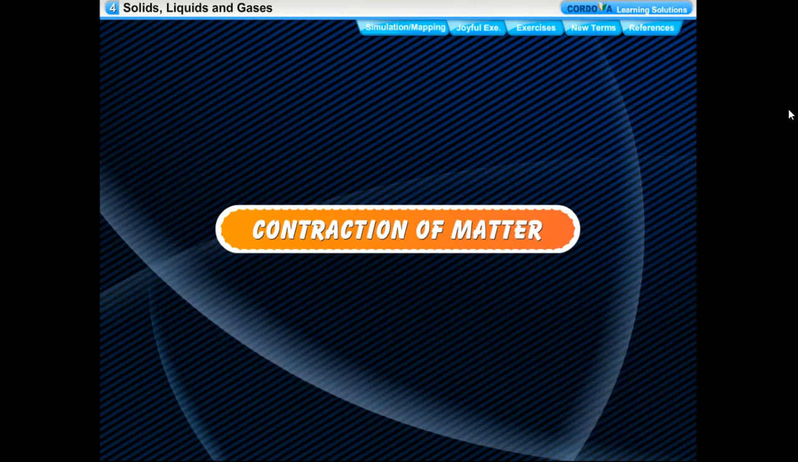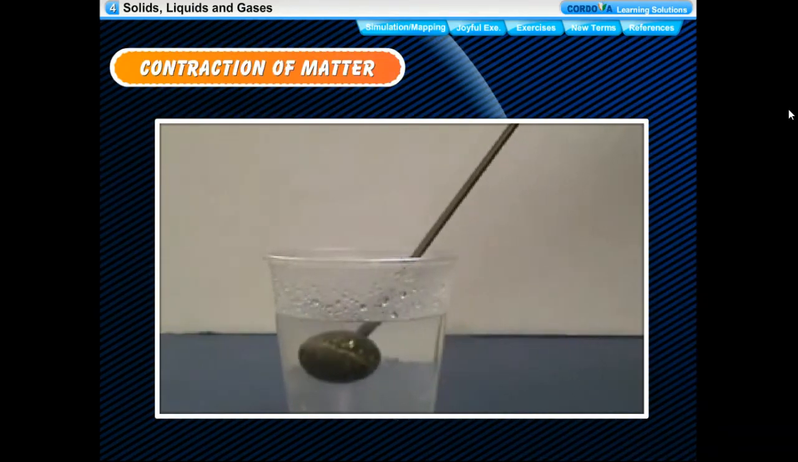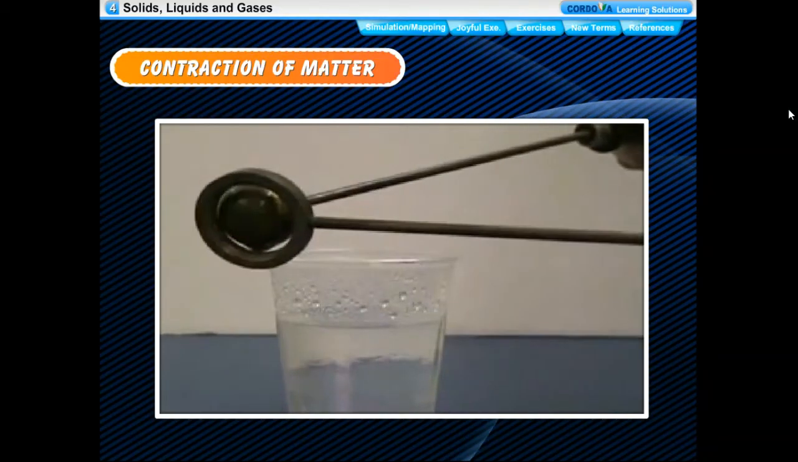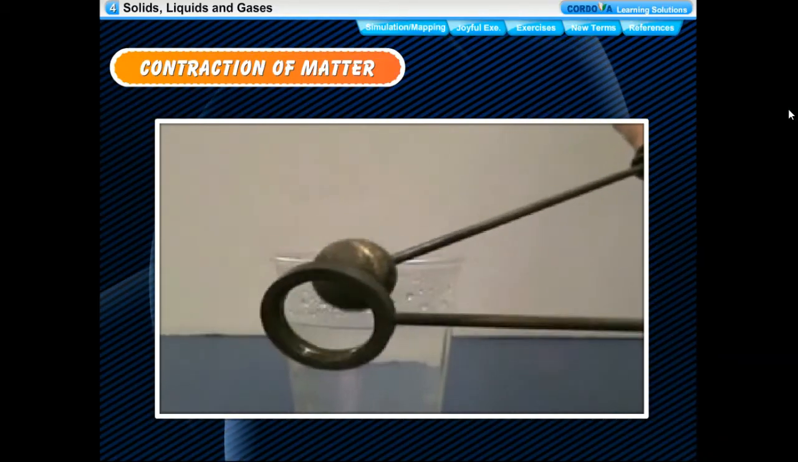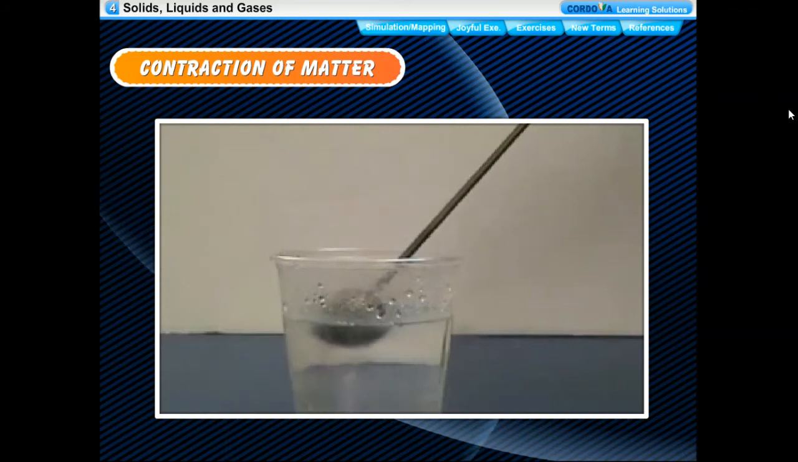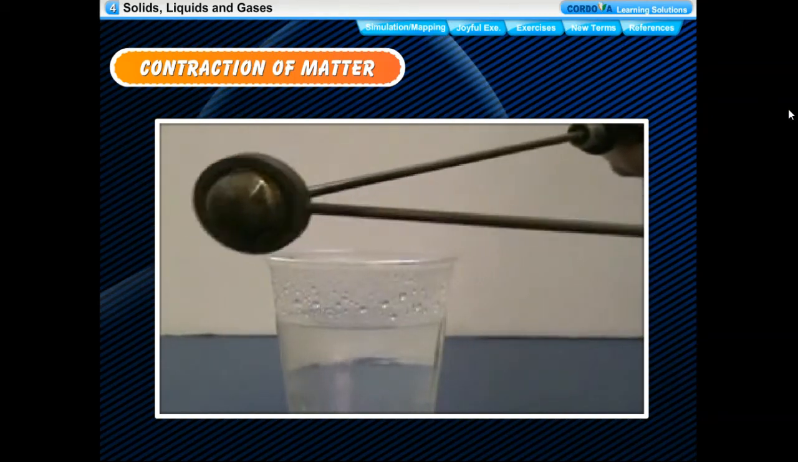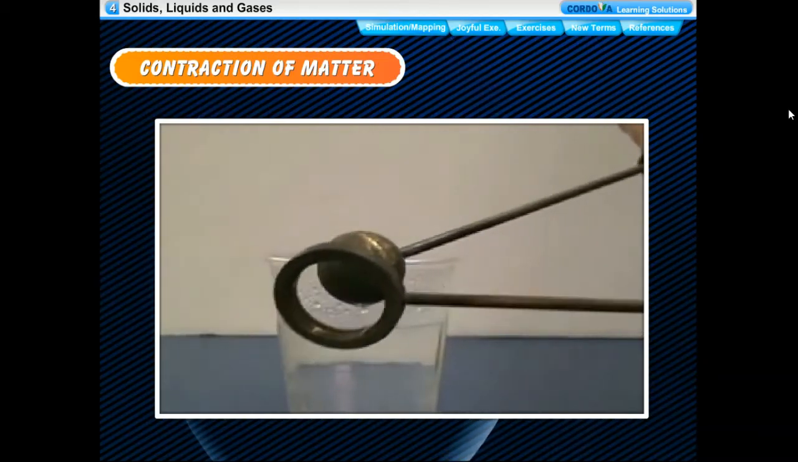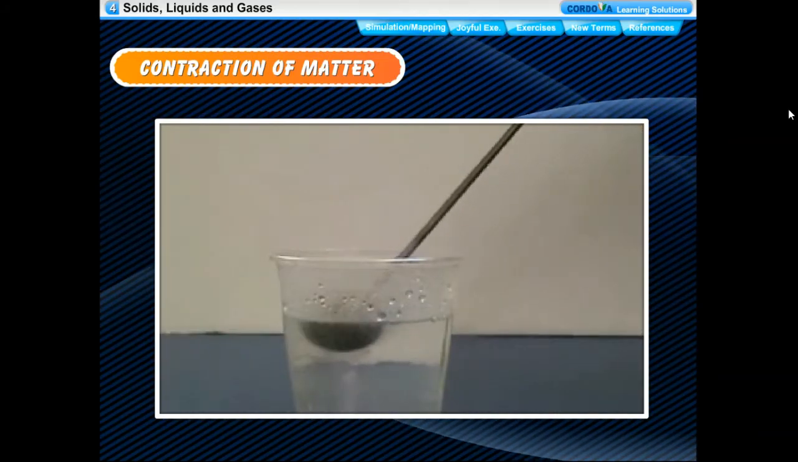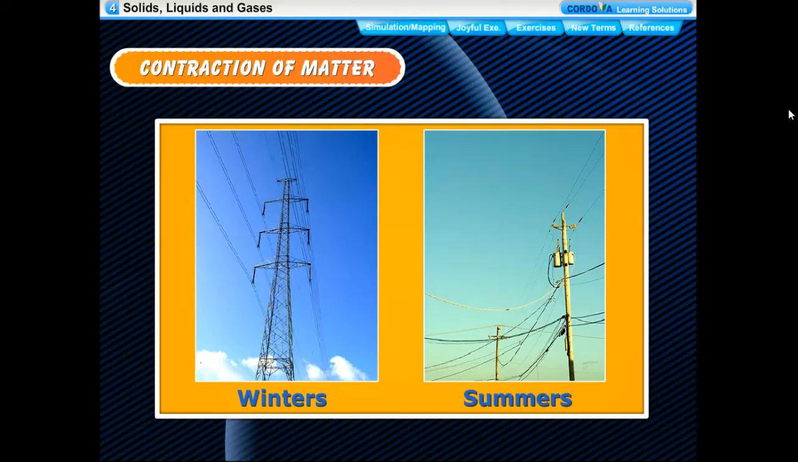Contraction of matter. When we cool a substance, its size decreases. This decrease in size of matter is called contraction of matter. On cooling, the particles of matter slow down. They become close to each other and space between them decreases, so the matter contracts. This is why electric cables do not appear loose in winter, while they hang loosely from poles in summer.